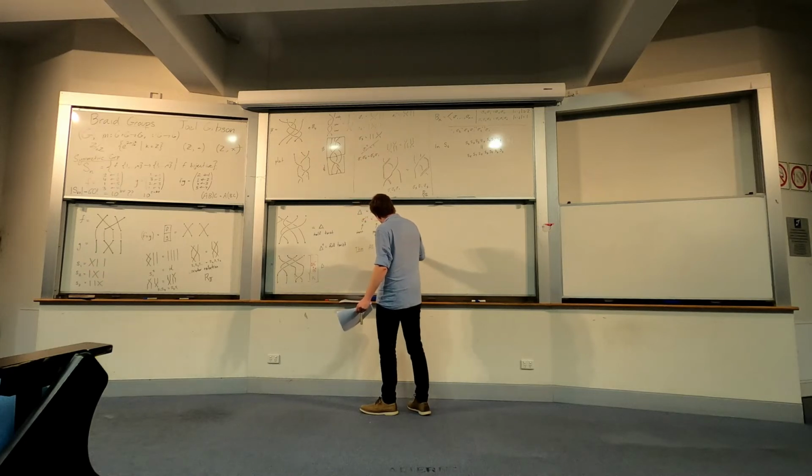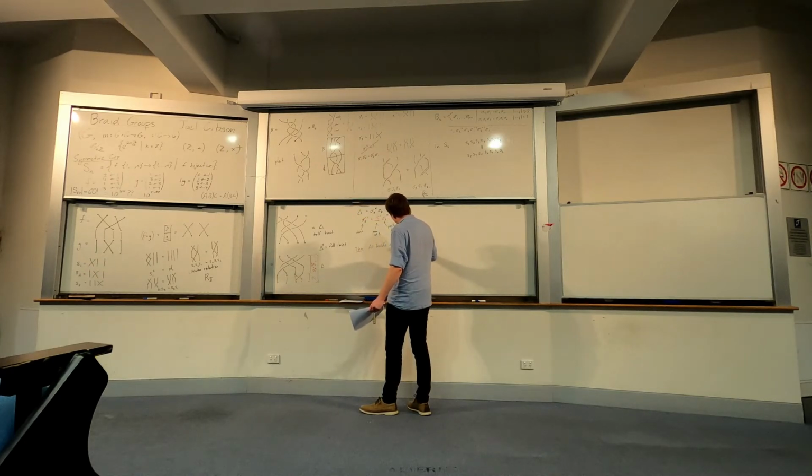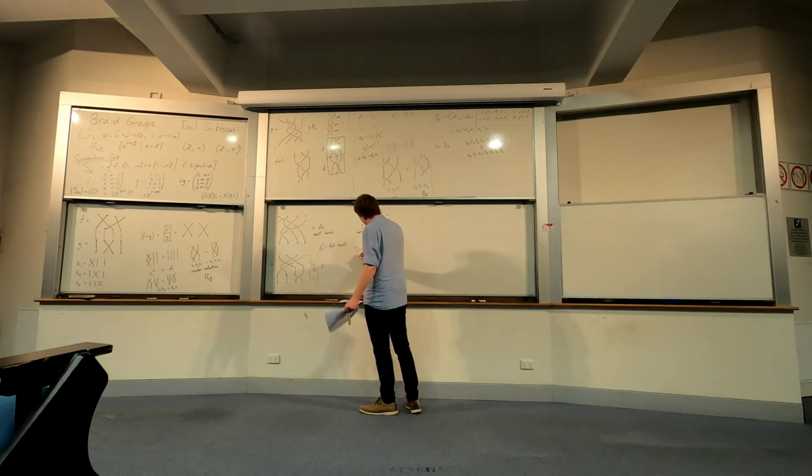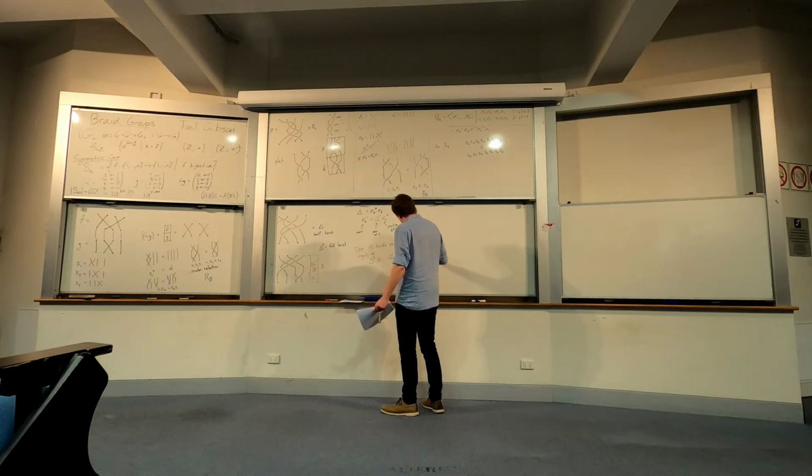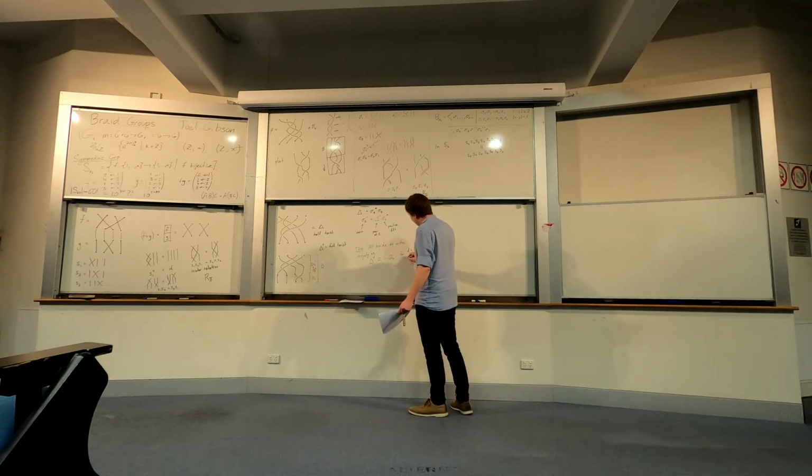So all braids are written uniquely as delta to some power followed by a bunch of lifts, for delta any power and W1 through WK permutations, with each WI a positive lift.